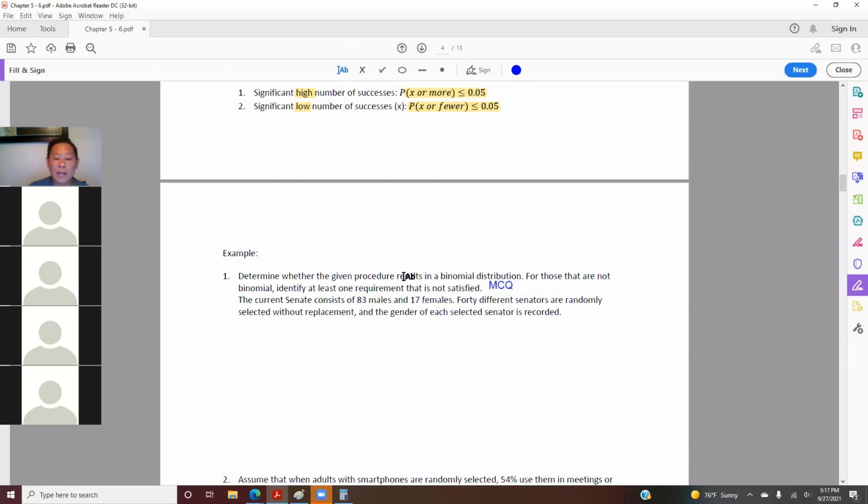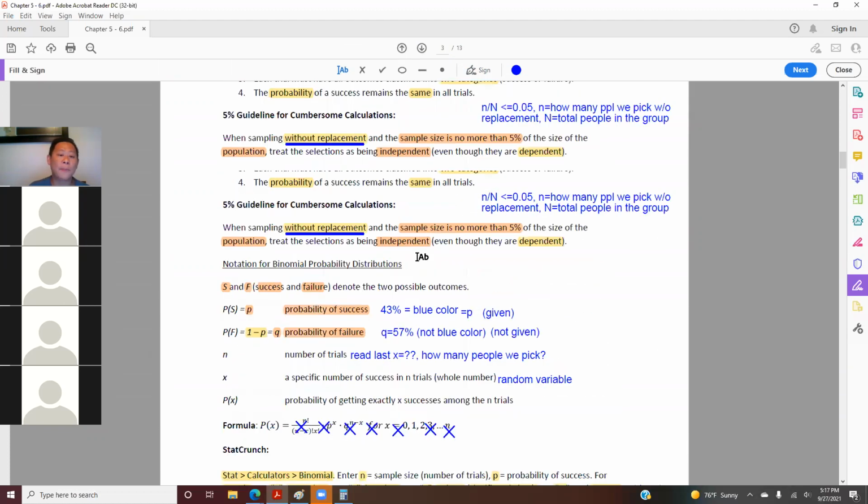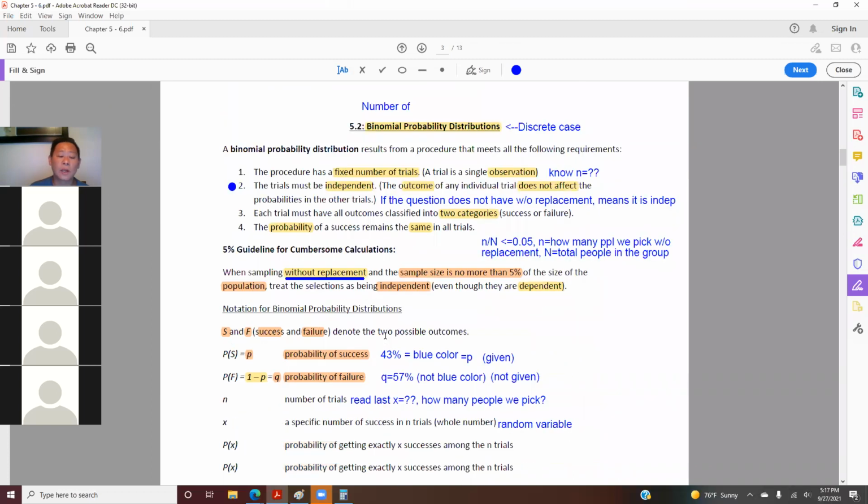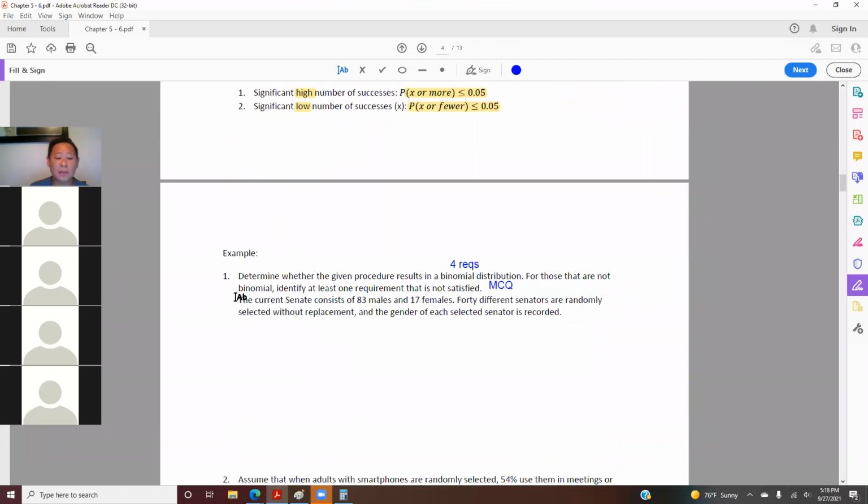So as you know, for a binomial distribution, you have to fulfill 4 requirements. The requirements are way up here. So 1, 2, 3, 4. Okay, so let's read the first question here. The current Senate consists of 83 males and 17 females. Does anyone know how many senators we have in the States?